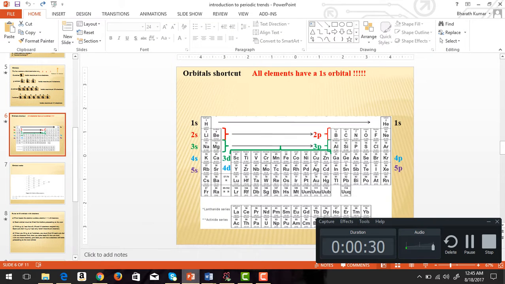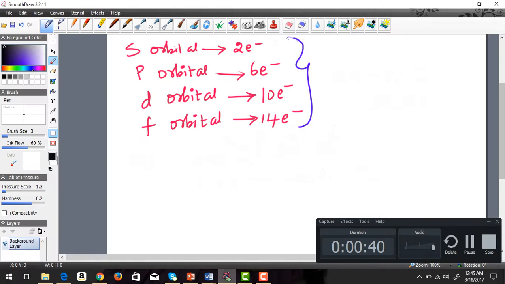Okay, so let's pick another element from the periodic table. So how about let's pick, say, potassium. Okay, so it's potassium, right? All right, let's go ahead and write potassium here.